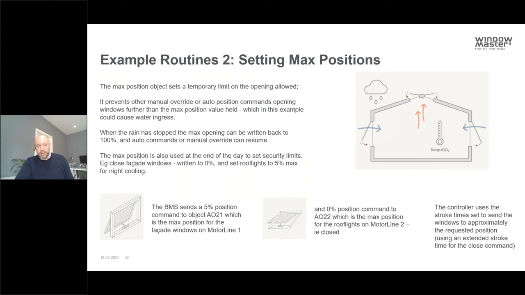Another typical application for max position is at the end of the day for security. So we might write a max position at 5 o'clock to all of the facade windows and write that to 0% for security, or perhaps 5%, 2%, something like that to support night cooling routines. And we can set a maximum opening for roof lights of maybe 5%. And then again, auto routines in the background can decide where they want to open the vents up to that maximum, which is capped by the max position.